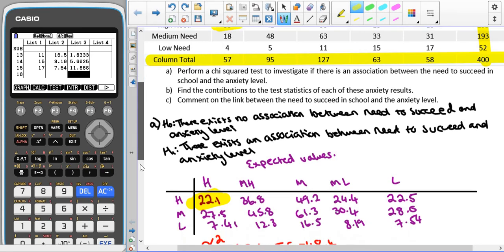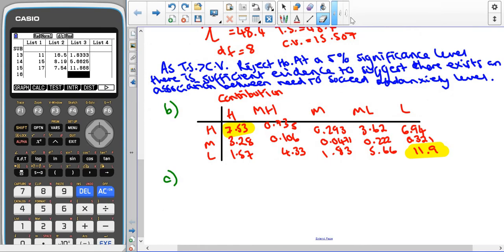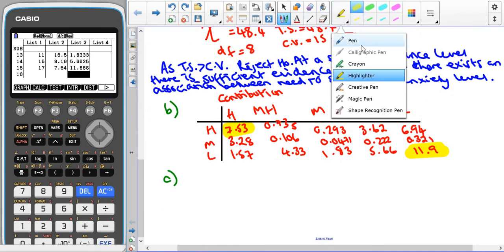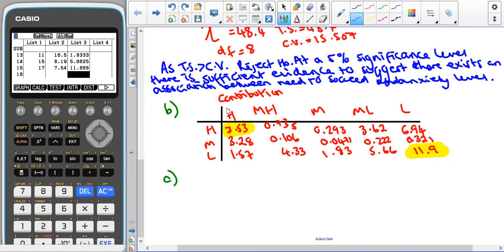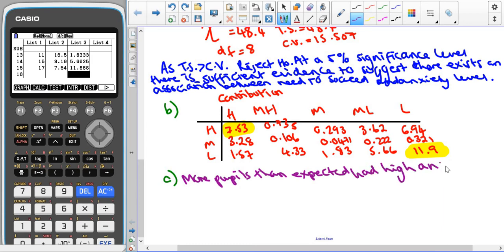So I can see here that this value, my observed value, is bigger than my expected value. So that means that there were more pupils than expected had high anxiety when the need to succeed was high.